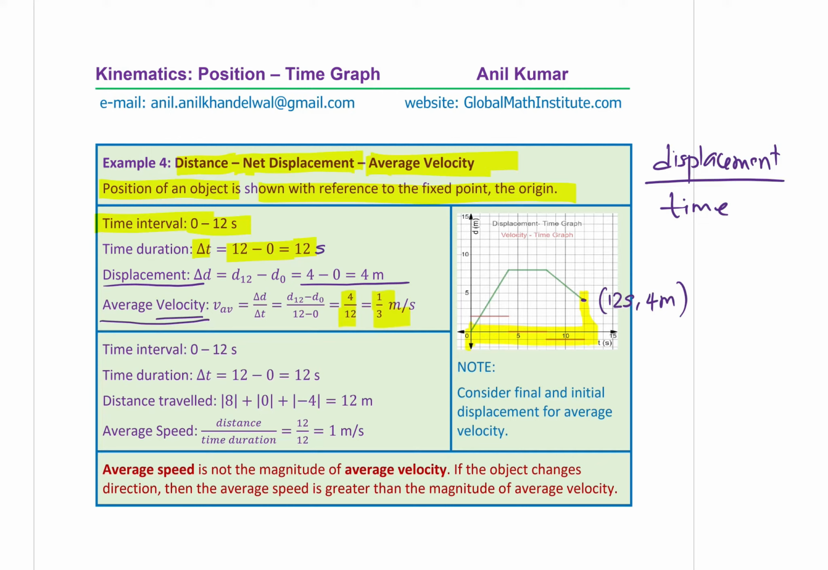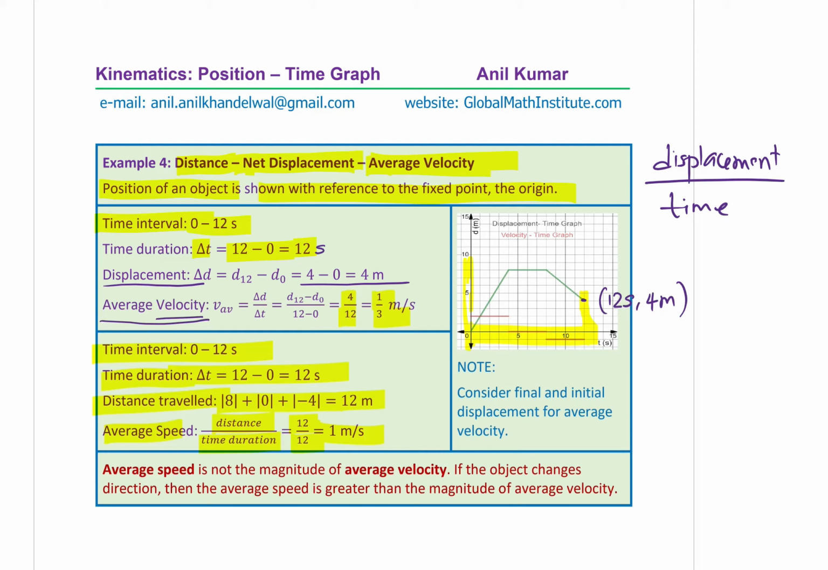Okay. Now, let us consider the same interval and we'll now find the distance traveled and the average speed. So in the same interval, time duration again is 12 seconds as we did earlier. However, what is the distance? Well, the object went up 8 meters, came down 4. So we'll add the absolute values to get 12 meters as the total distance. So average speed is the distance over time. So 12 over 12, which is 1 meter per second.